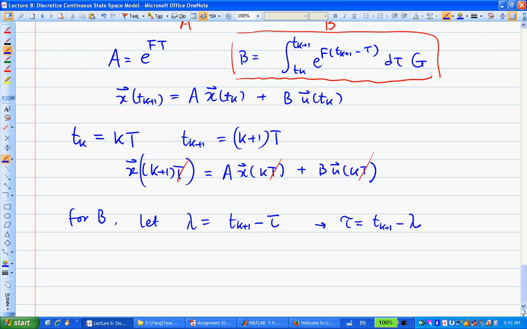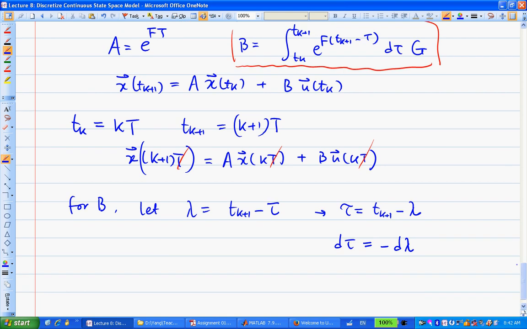Yeah, minus lambda, right? Minus lambda. Okay, so what about the d tau now? Negative d lambda. Okay, and what is the lambda? What is the tau's limit? The tau limit goes from tk to where? Tk plus 1, right? That's tau's limit. And what is the lambda's limit then? So lambda is tk minus tau.